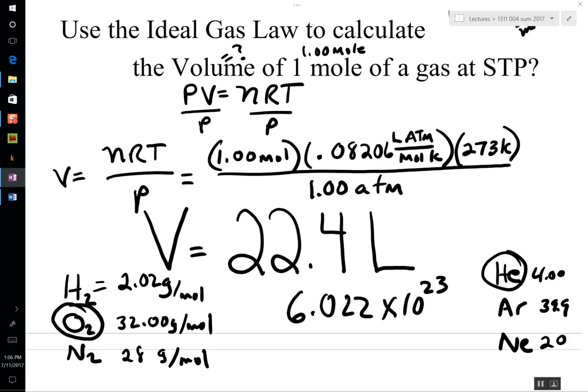So that 22.4, to give you an idea of that size, is about a basketball. A basketball is a little less than 22.4 liters of volume. So that's about the volume we're talking about. That amount of any ideal gas is roughly a mole of that ideal gas. So bouncing around inside that volume is the same number of particles.